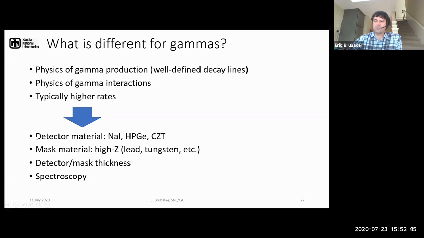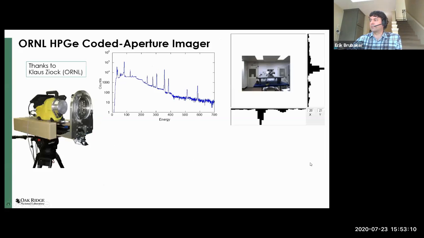And so when you're designing a detector, you're going to be using different detector material, of course, something with better gamma sensitivity and ideally spectroscopy capabilities, like germanium or CZT. Different mask materials, because you want to have the best attenuation for those gammas. You can generally get away with smaller thicknesses on the detector and mask, especially for lower energy gammas. And finally, you can take advantage of the spectroscopy capabilities.